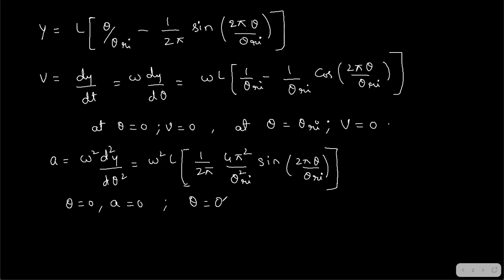Then theta equal to theta Ri. Here also you are going to get acceleration equal to 0. If you put theta equal to theta Ri, you get sine 2 pi, which is again the same value as sine 0. So you're going to get 0. So this is a desirable case, since at the beginning of the rise both acceleration and velocity are equal to 0. There is no constant acceleration, there is no constant velocity, so you won't have any jerk. Fine. So this is about cycloidal motion and it is most desirable in all the motions.